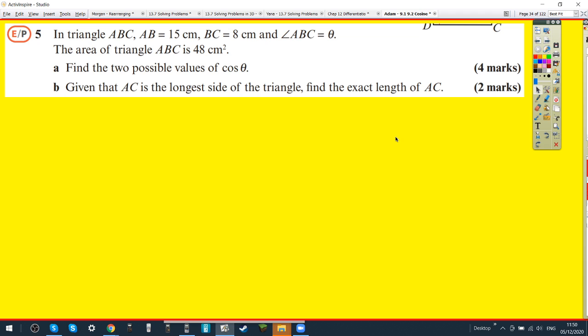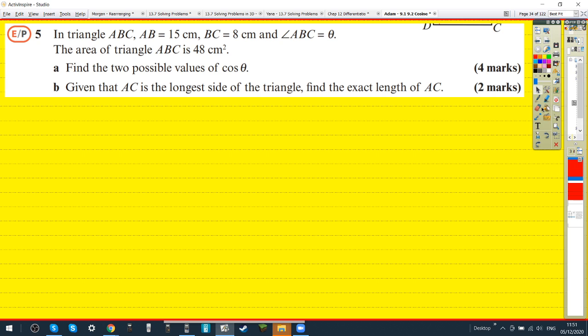Let's see. So we're given two sides and an angle. We're told the area. Oh no, this looks different. All right, let's give this a go.